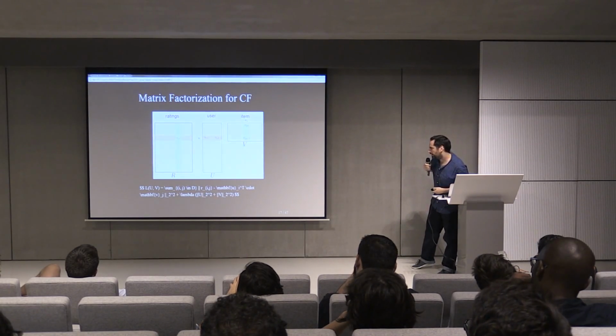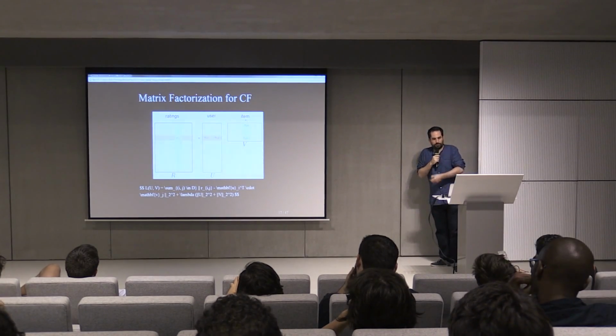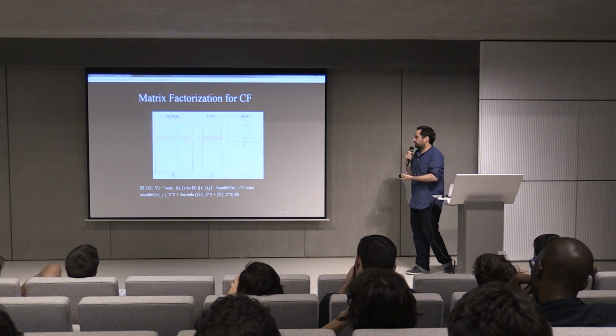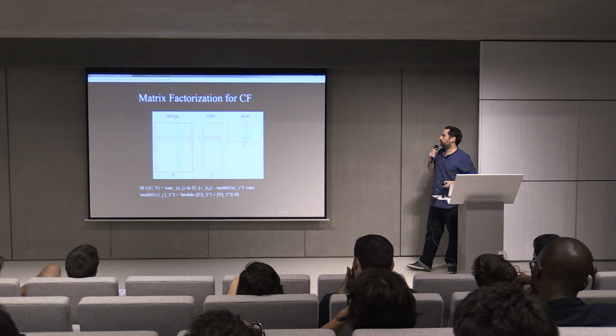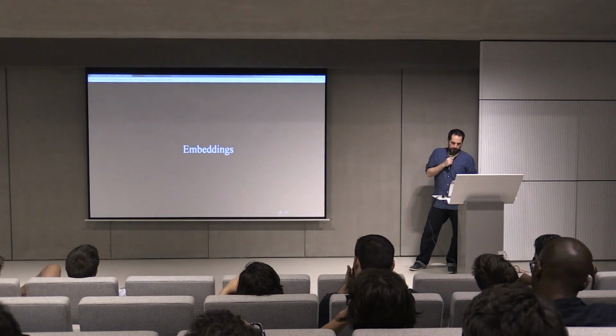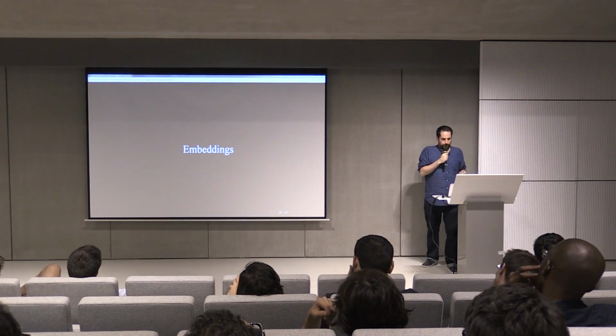Actually, LaTeX doesn't work here for some reason. But basically, we minimize the squared distance between the reconstructed ratings and the true ratings that we collected. So, how do we do that with a neural network?